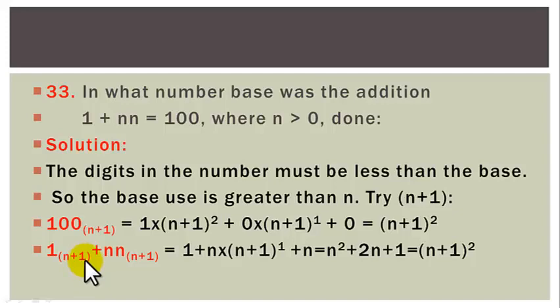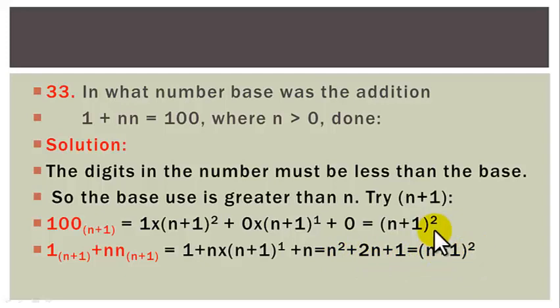Now, we convert the left hand side in base n plus 1 to base 10. That is, 1 in base n plus 1 is equal to 1 in base 10, plus nn in base n plus 1 is equal to n times n plus 1 to power 1 plus n in base 10. And this is equal to n times n is n squared, plus n times 1 is n, plus this n, that will give us 2n, then plus 1. That will give us n squared plus 2n plus 1. And this can be factored as n plus 1 all squared.